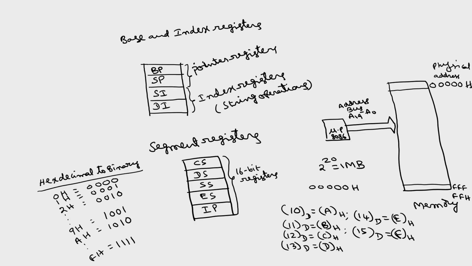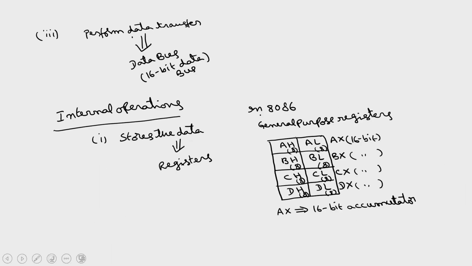We were discussing the second microprocessor operation, which is internal data operations. For internal data operations, the first operation stores the data. The second internal data operation performs arithmetic and logical operations. This is the internal operation, as I told in the very first slide. The ALU is a part of a microprocessor. ALU and control unit together are called the microprocessor.